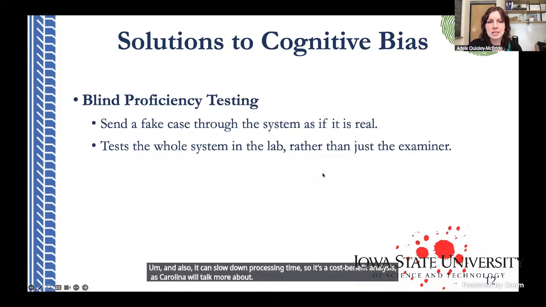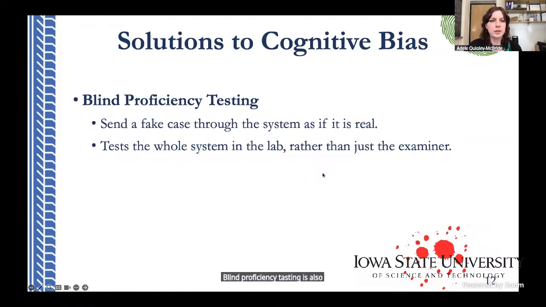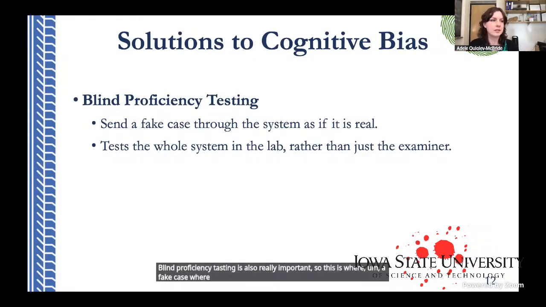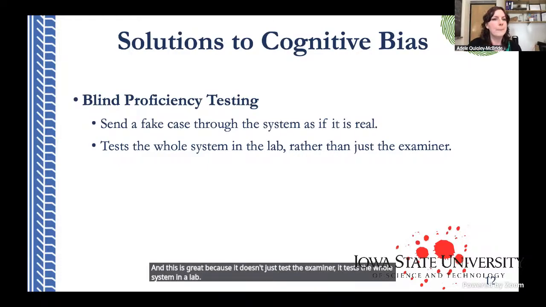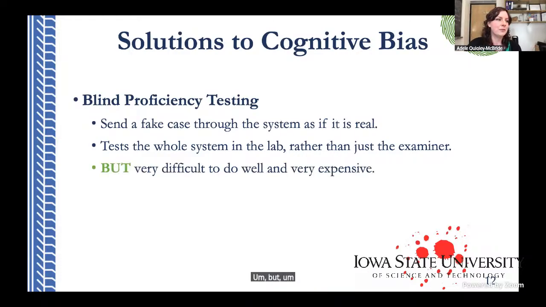Blind proficiency testing is also really important. So this is where a fake case where ground truth is known is sent through the system as if it's a real case. And this is great because it doesn't just test the examiner, it tests the whole system in a lab. But it is very difficult to do well and very expensive.